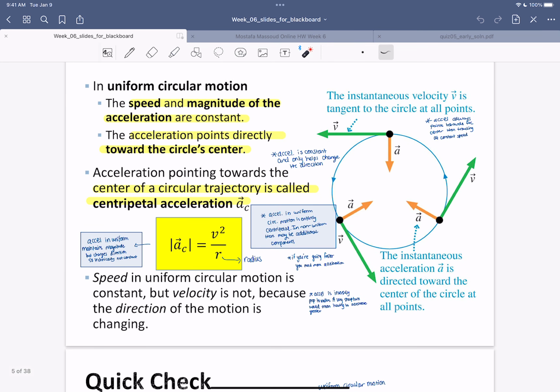Speed and magnitude of the acceleration are constant for uniform circular motion. So speed, like we said, is constant: you're moving with the same speed throughout the entire interval, at every single point in the circular motion, and you have the same magnitude of acceleration as well. So acceleration will be constant in its magnitude, differing in its direction.